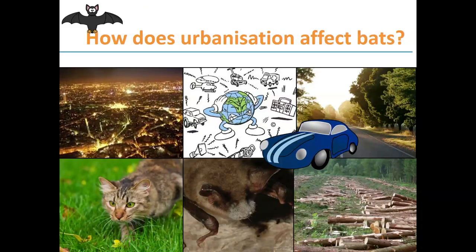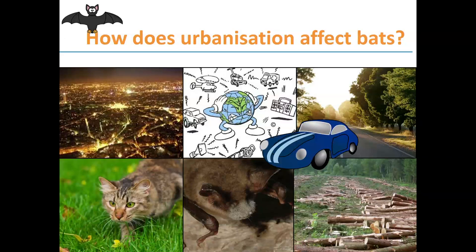So how does urbanisation affect bats? Most bats are negatively affected by urbanisation, as many other species, but the effects vary depending on the species, and they also vary depending on the sex for some bats. You can have direct effects, for example the effect of light and noise pollution, which can disrupt echolocation and affect their hunting. Then you have the effect of roads, which can act as a barrier, preventing bats from getting to good hunting grounds. And cars can directly collide with bats. You also have pet cats, which can predate on the bats.